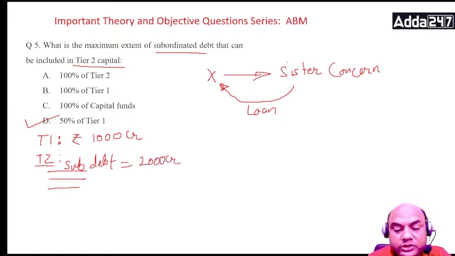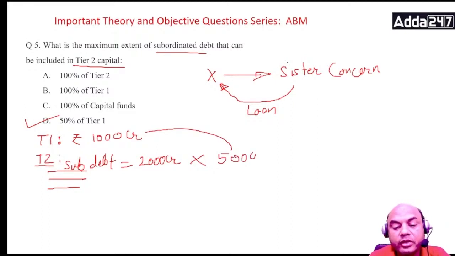So can I take this 2000 CR in the calculations? I can't take. What can I take max then? 50% of this. So I can take a maximum of 500 CR. The remaining I can't take in calculations. That's what is the meaning. Okay, got it?